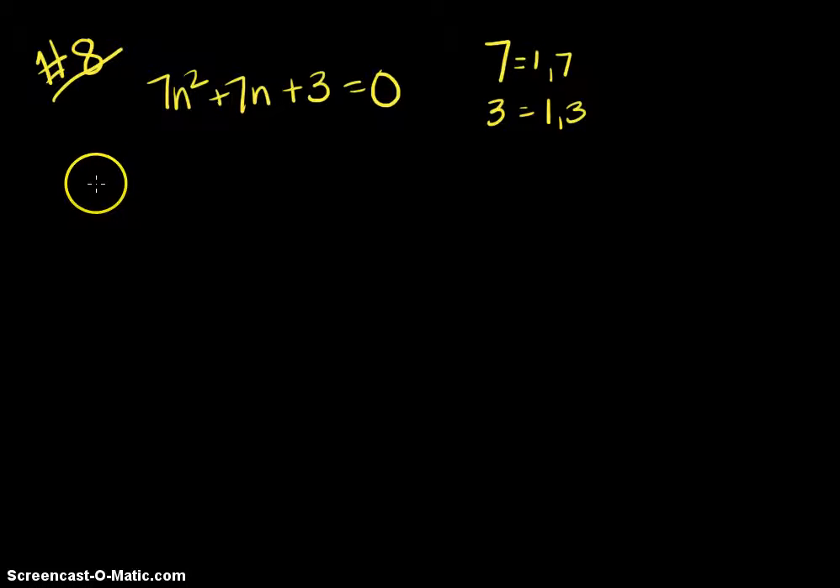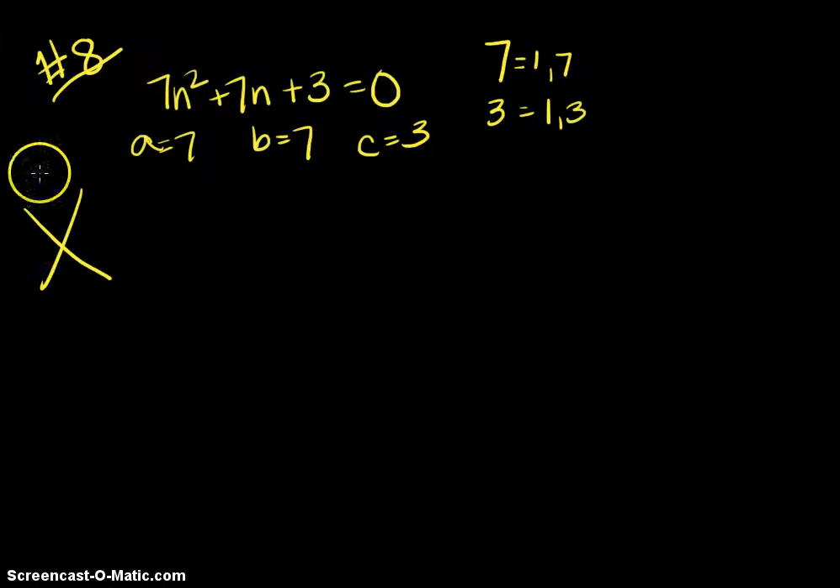All right, so then let's try the x game. Let's identify our a, which is 7, our b, which is 7, and our c, which is 3. Our b goes up top, so it's 7, and a times c goes at the bottom, and that's 21. So let's list out our factors of 21. That's 1 and 21, and 7 and 3.